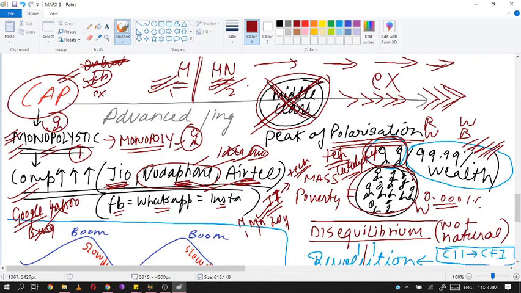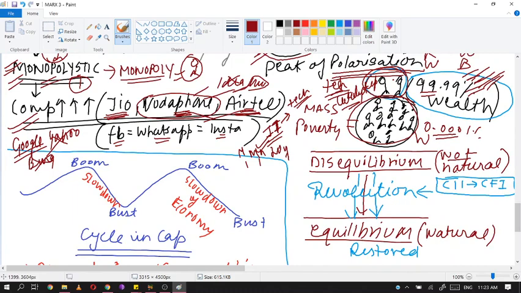Now, this situation is not healthy. Few people having most of the wealth. This is the current scenario. This is not natural at all. This is a state of disequilibrium. What is the natural state? Equilibrium is the natural state.